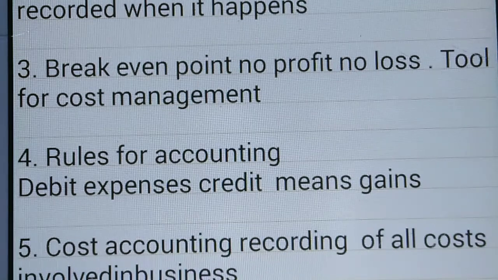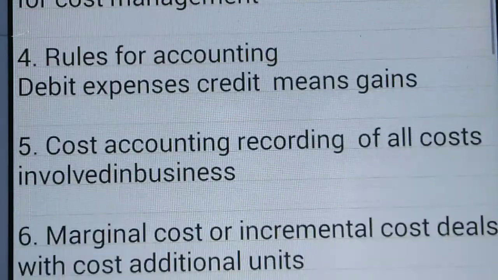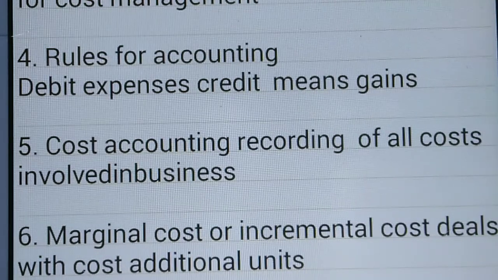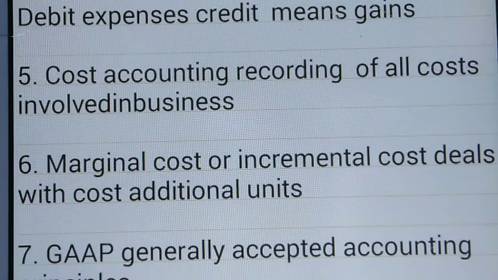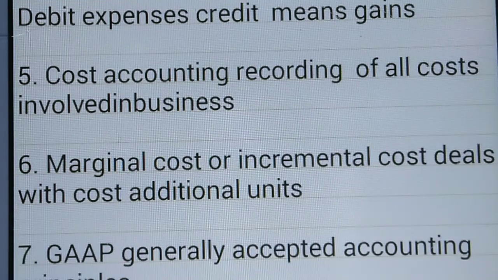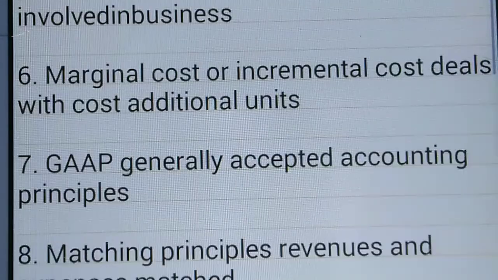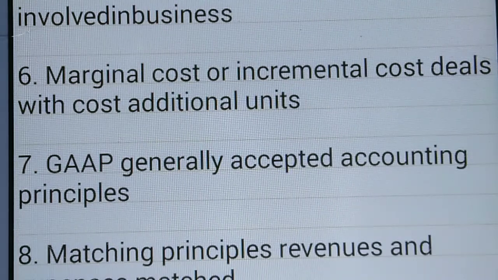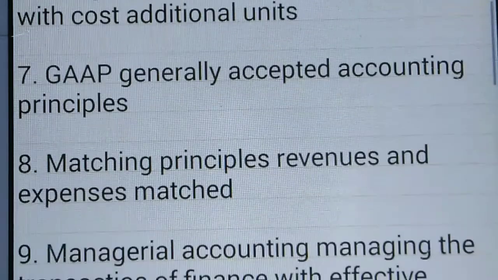Tool for cost management. Rules for accounting. Debit means expenses, credit means gains. Cost accounting, recording of all costs involved in business. Marginal cost, it's also called incremental cost. It deals with cost in additional units.